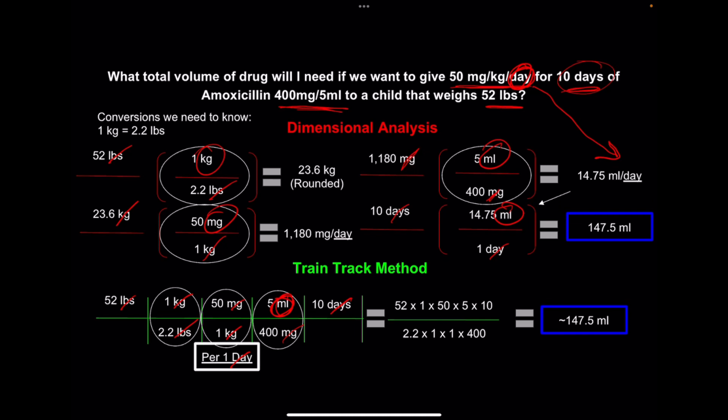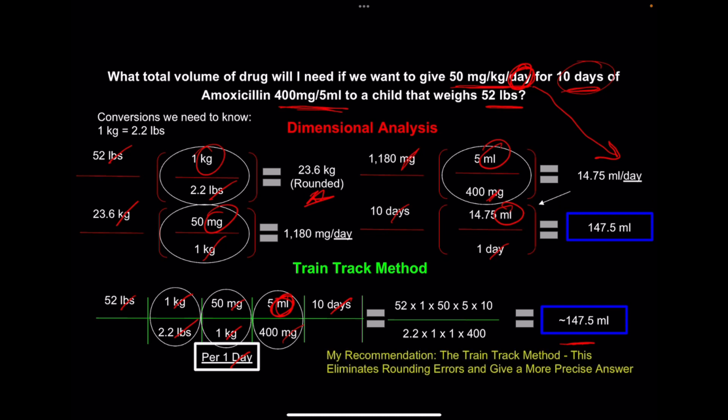Now I say roughly 147.5. It's the exact same answer. The only difference is this method here does not require any rounding, as you can see up here. So the true answer came out to be 147.72, I think, and so that 0.2 mLs is a rounding error between the two.